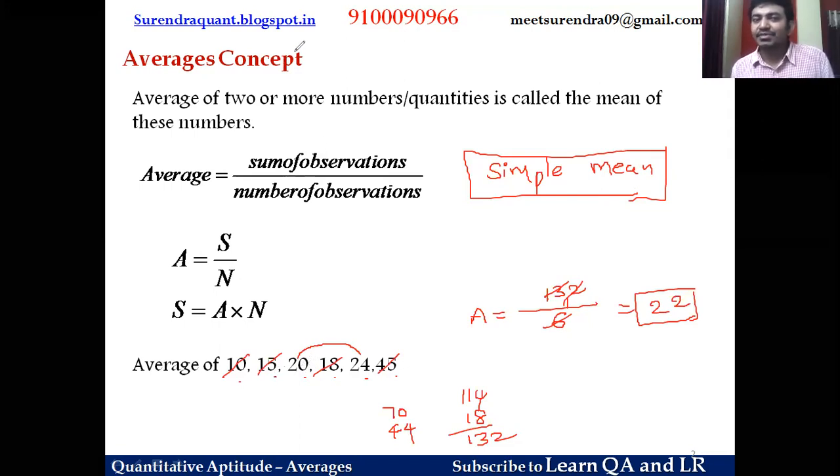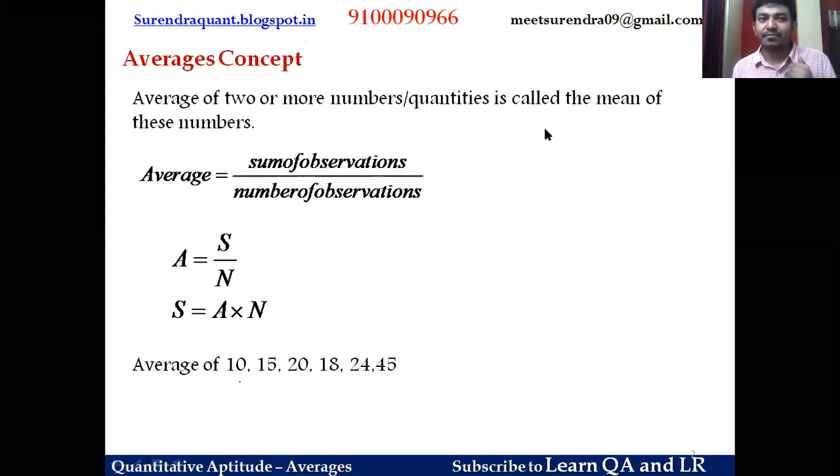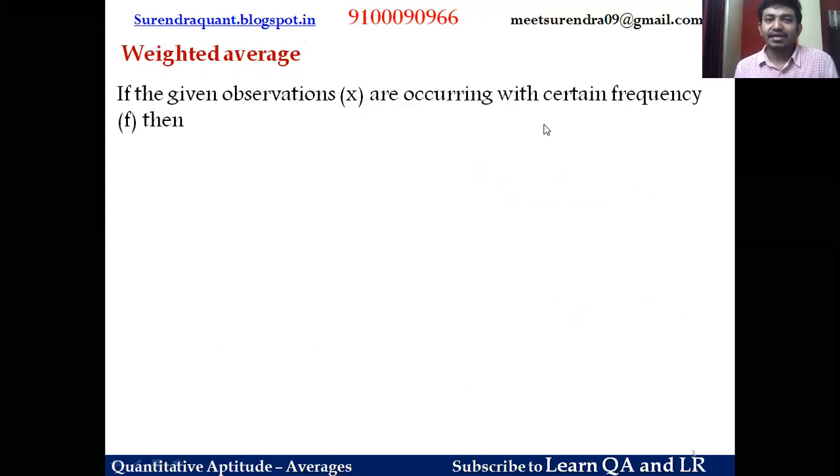But some of the times, numbers will repeat. What do you mean by that? That concept is called weighted average. What do you mean by weighted average? If in the given observations there is a repetition of terms, that is called frequency. If there is repeated frequency for the numbers, that is said to be weighted average.